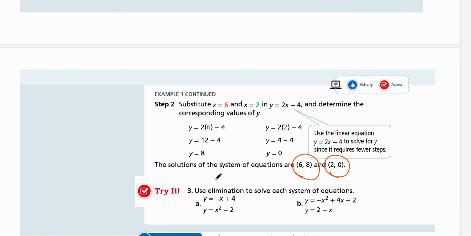So let's look at try number 3. Use elimination to solve each system of equations. Do not use another method. Use elimination. Pause the video and see if you can do it by yourself. Come back when you're ready for answers. Ready? Let's look at part A.